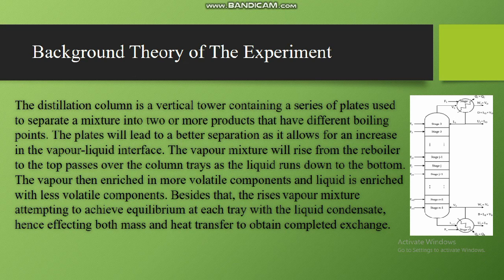The distillation column is a vertical tower containing a series of plates used to separate a mixture into two or more products that have different boiling points. The plates lead to a better separation as they allow for an increase in the vapor-liquid interface. The vapor mixture will rise from the boiler to the top, passing the column trays, as the liquid runs down to the bottom. The vapor is then enriched in the more volatile component, which means low boiling point, and the liquid is enriched with the less volatile components, which means high boiling point.